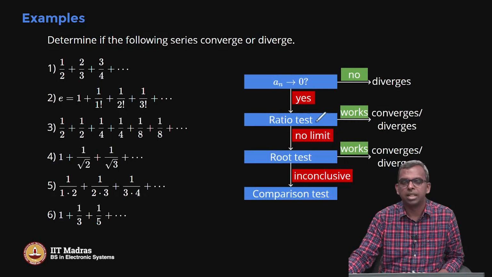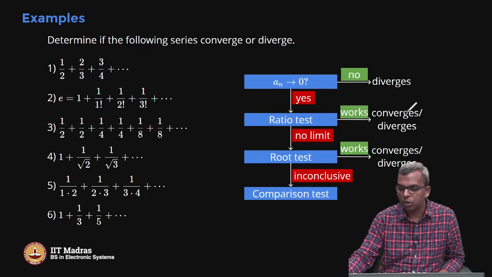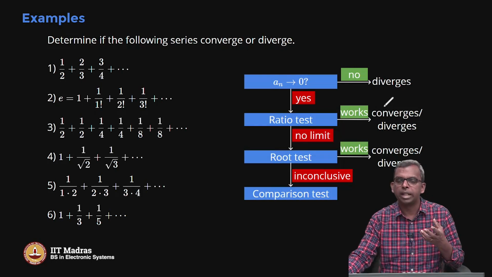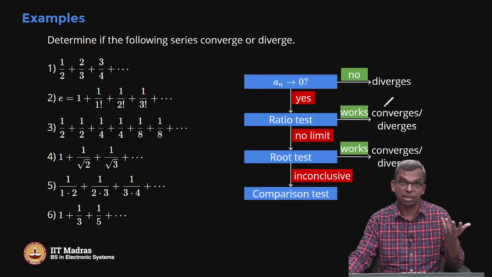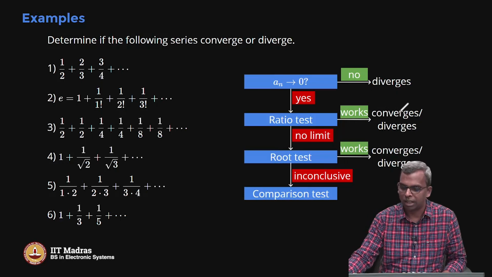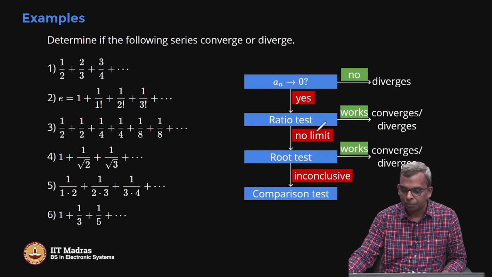The next step I would suggest is to use the ratio test, because the ratio test in general is much simpler to apply, and if it works for you, great. You can decide convergence or divergence. What do I mean by working? You take the limit as n tends to infinity of the absolute value of a_(n+1) by a_n, and that limit is either greater than 1 or less than 1. In that case it works, so you've got converges or diverges. However, the ratio test may result in being equal to 1, or it may result in no limit.